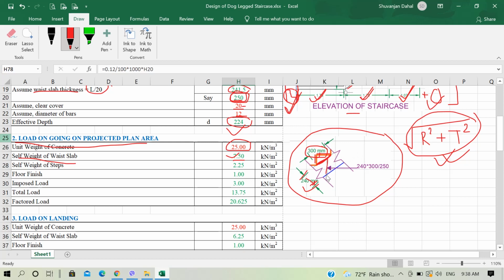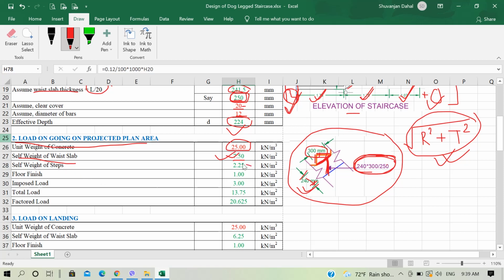Then the straight line height of this slab you get to be 240. That means the thickness of this waist slab into 300, that means the length of this inclined portion divided by 250. 250 means the width of this staircase or the width of this tread. So using this formula you get the vertical height of this slab, and by multiplying this value with the unit weight you get the self weight of waist slab, which comes out to be 7.50 kilonewton per meter square.